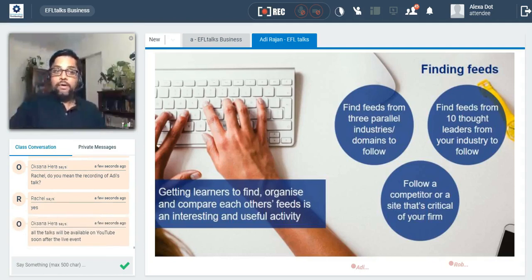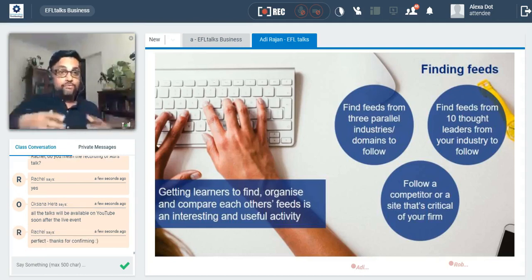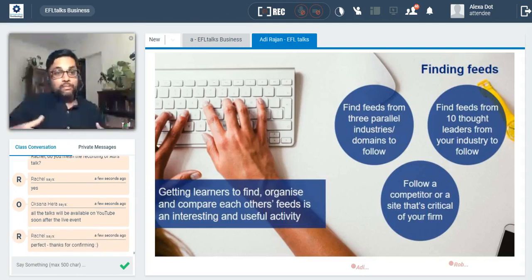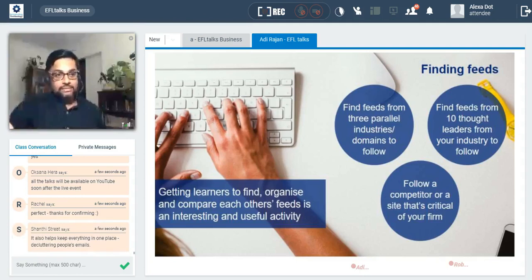And this one I think is very important, because a lot of Indian learners or Indian professionals tend to have a very narrow view of their work. If they, for example, work in oil and gas, they only focus on oil and gas and they don't look at parallel industries. And really in today's world, it's so important to think about other sectors because everything's interconnected, multi-sector and transdisciplinary. Also things like finding feeds from 10 thought leaders from your industry to follow, or following a competitor or a site that's critical of your organization, so you get some contrarian views as well.